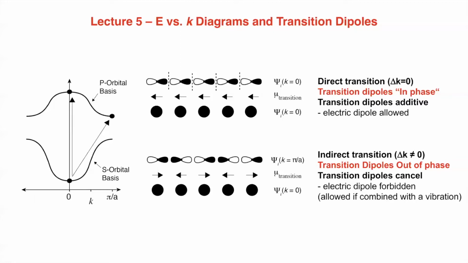Now, if you add a vibration in there and you move the atoms around, that combination can give rise to a transition dipole moment. But if you just look at the electronic basis functions involved, you can see how the k equals 0 to k equals 0 has this transition dipole moment and 0 to pi over a does not. And that helps to understand the difference between a direct transition in the top case and an indirect transition.